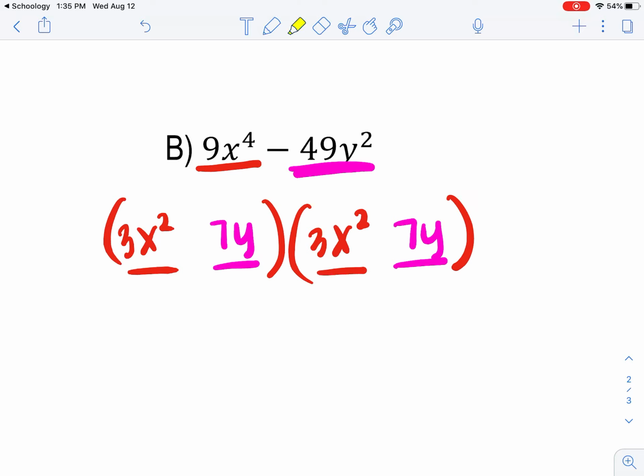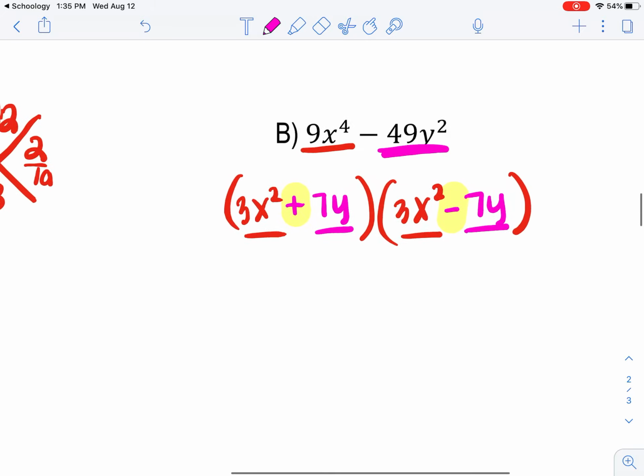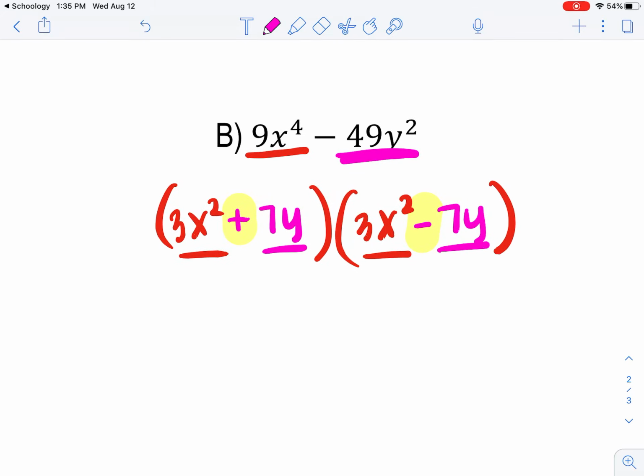Now I just need my signs, right? There is no middle term. There is no third term that's in the middle. So that means that these 2 terms have to be opposites because they have to cancel each other out. So one's plus, one's minus. That's going to make my inner and outer term cancel. So that's how you factor difference of squares.